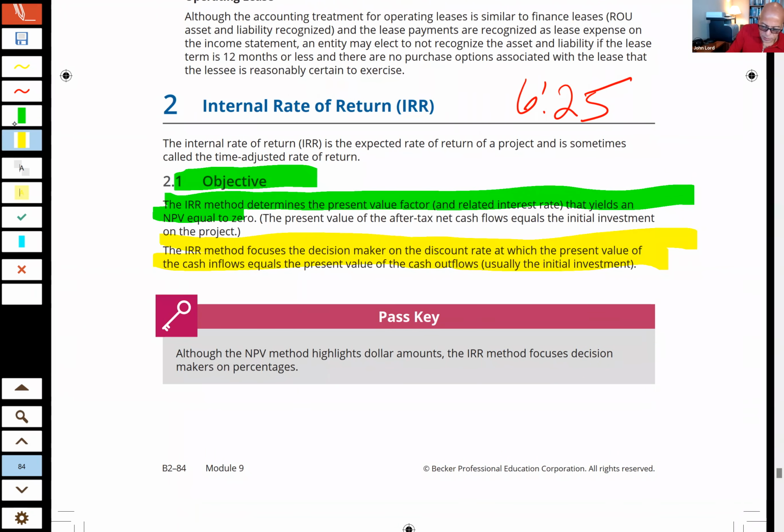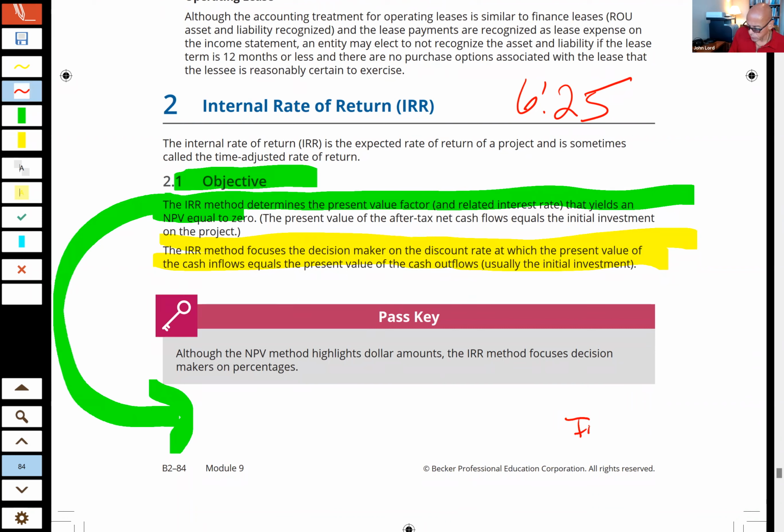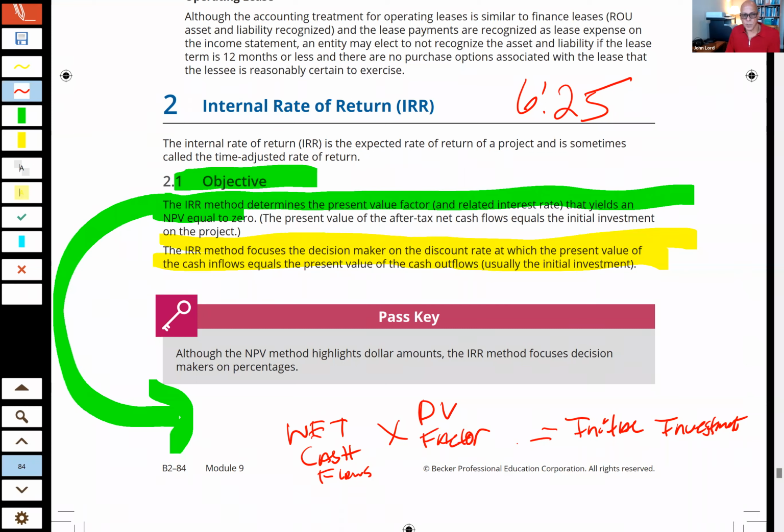Now, let's just think about that for a second. We have the initial investment, whatever that is. And then we want the present value of the cash flows to equal the initial investment. That causes the net present value to be 0, right? So you would have whatever the net cash flows are, and they would tell you the net annual cash flows and the initial investment, and you would multiply the net cash flows by the present value factor that is going to equal the initial investment.